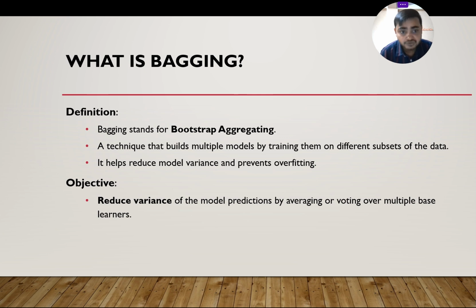It contains two main stages: one is bootstrap, another one is aggregate, right? That's why the name of this algorithm is bagging: bootstrapping and aggregating, right? In the second part, we see that the technique builds multiple models by training them on different subsets of data. What are the different subsets of data? This comes under the bootstrapping part.